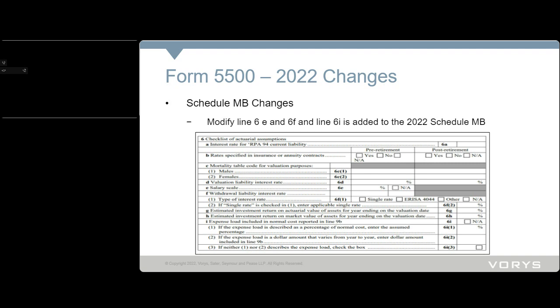So the agencies did listen to the commenters. They revised the instructions in the final forms, and now the filer must just check the box in 6F to report whether the interest assumption for this purpose is the single interest rate, whether they're using the Section 4044 interest rate, or something else. If other is selected, the filer then must provide an attachment describing the interest rate assumption.